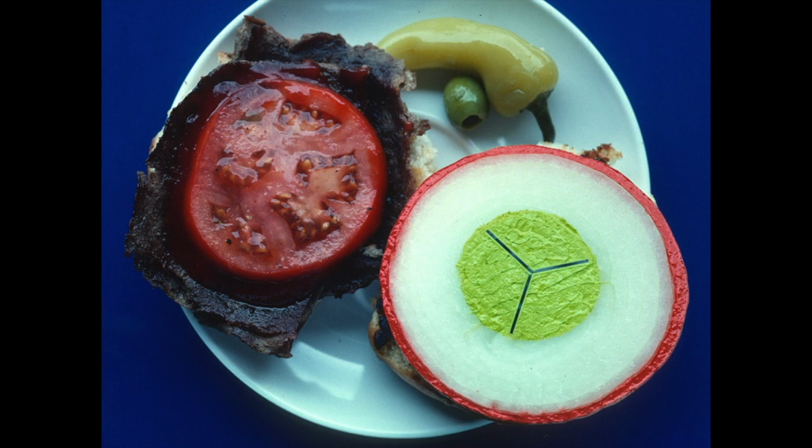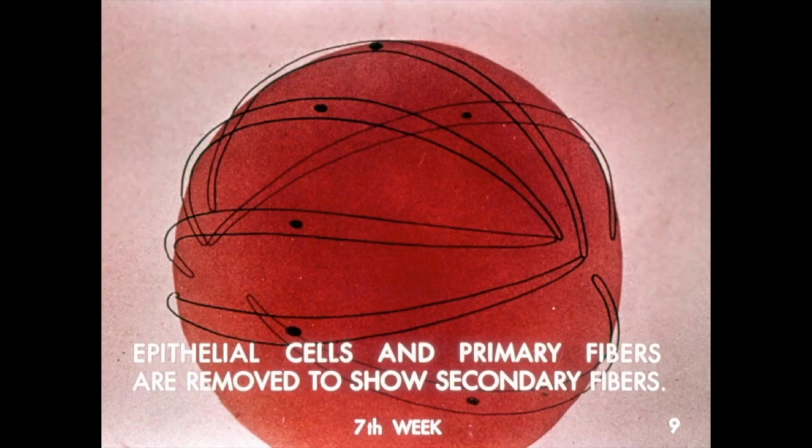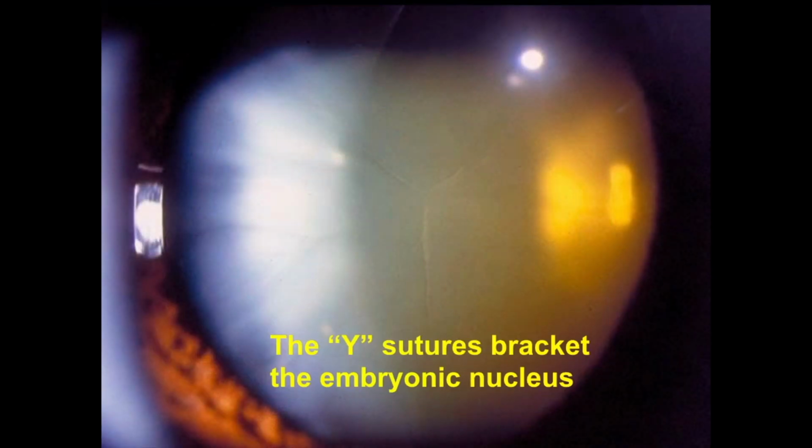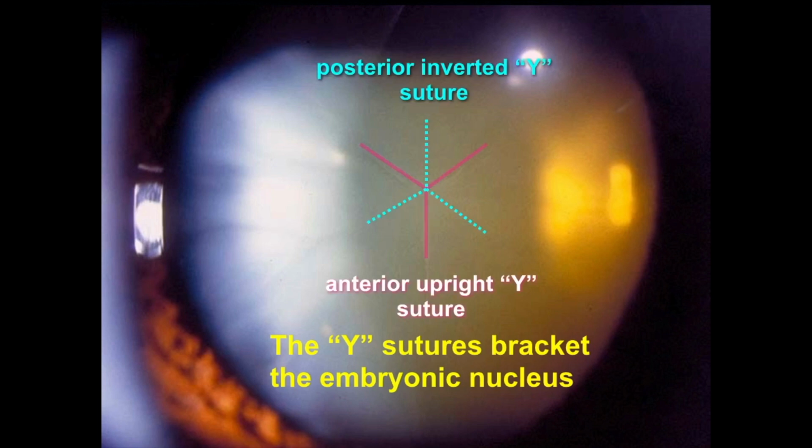As we age, new layers of secondary lens fibers are continuously laid down around the periphery of the lens, like the layers of an onion. The secondary lens fibers are quite long and extend from the anterior to the posterior pole of the lens. Their ends form the Y sutures that delimit the embryonic nucleus of the lens. The anterior Y suture is upright, and the posterior Y suture is inverted.